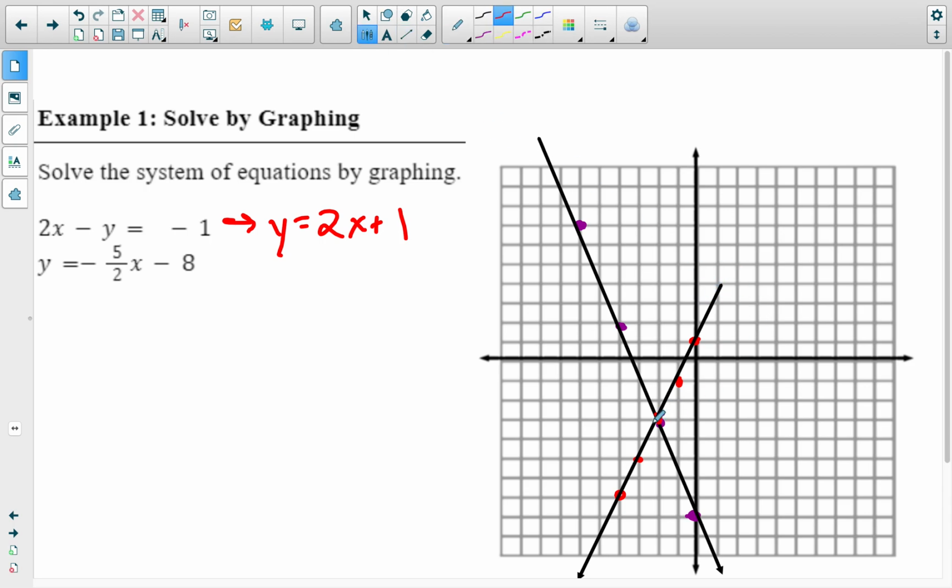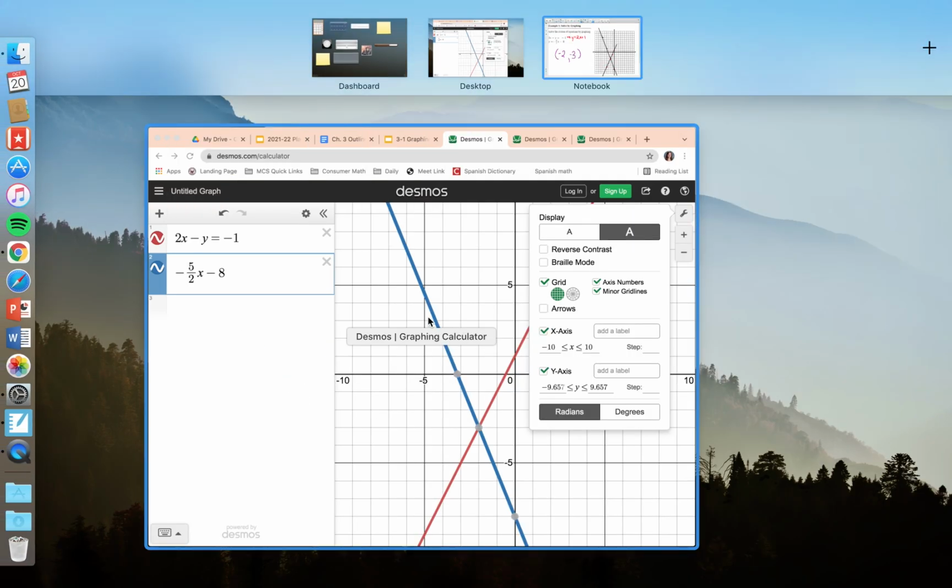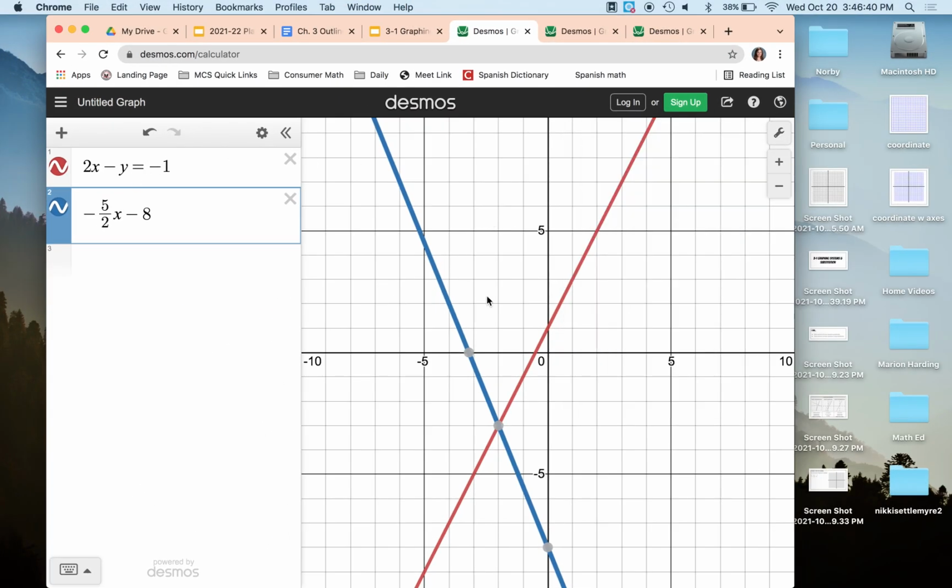Then I can see that these lines intersect at this point. So to solve this system, I'm going to list the solution as an ordered pair (x, y), where x is -2 and y is -3. And I'm going to verify with Desmos. Here are my two lines. Where do they intersect? They intersect at (-2, -3), so we are good to go.